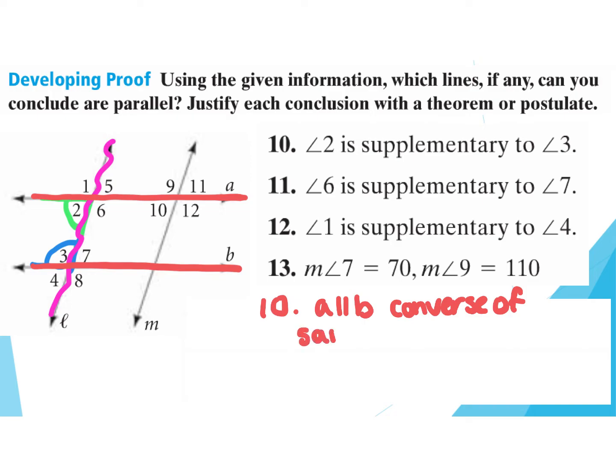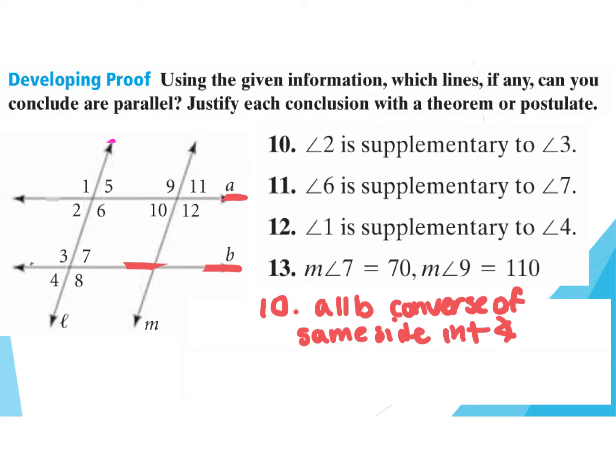of same side interior angles. For the next one, I'm going to start by erasing on my diagram. So I'm now looking at how angle 6 and angle 7 are related. So angle 6 is this angle right here, and angle 7 is this angle here. And I can see that this becomes my transversal, so these would be my parallel lines.